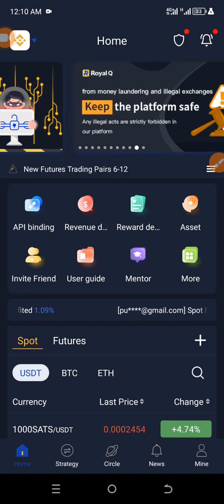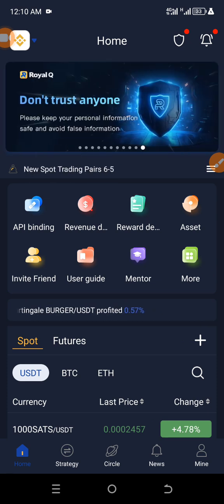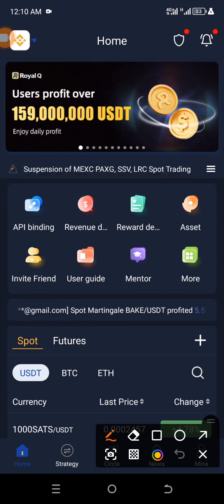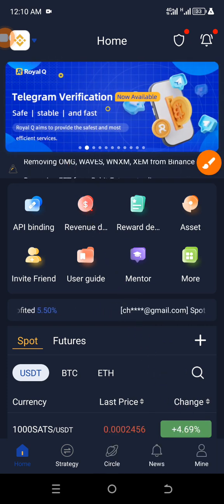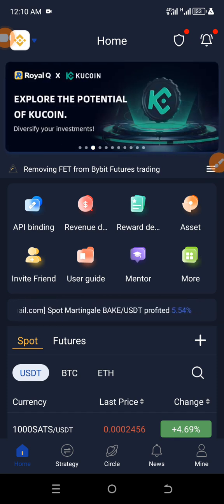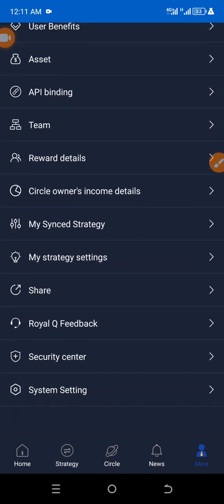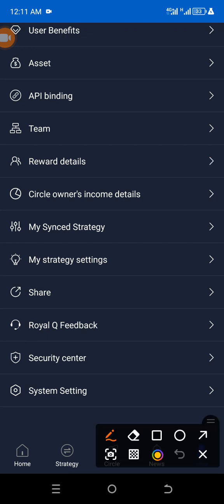Now, in order for you to trade on RoyalQ, this is what you need to do. You click on Mine. Okay, here it is. Sorry, my arrow has covered it, but it is down there. You click on Mine. I'm sure you can see it now. It's on your right. Click on Mine. Then you scroll down, so you can see my name there. Then you go to what? My Strategy Settings. Okay, here it is.